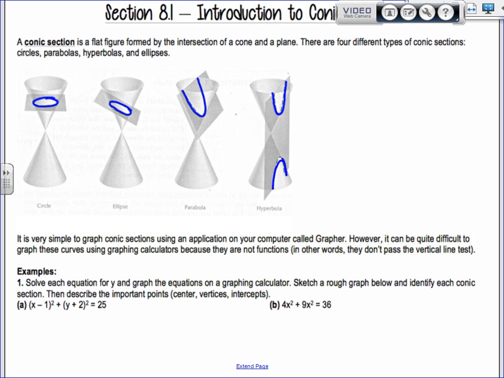It kind of looks like a parabola, but it doesn't have the same equations. So it's not a parabola, it's a hyperbola. They are opposites, but they're not opposite parabolas.